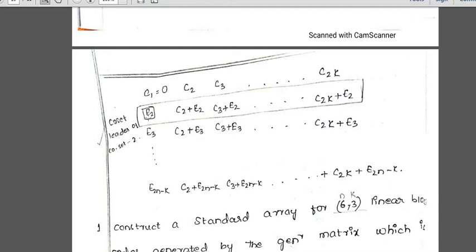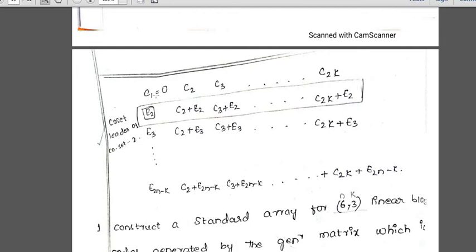Now what is step 2? This E2 should have the least weight. Then after that, you have to take the current row and add your leftmost element, that is E2, to each non-zero code word appearing in the first row, and write down the results downwards, so that your complete column is completed. So this is E2.